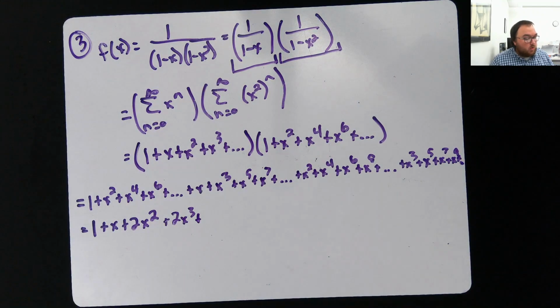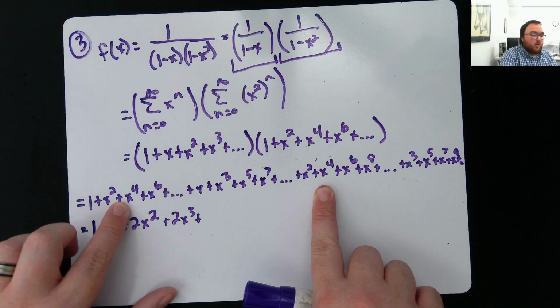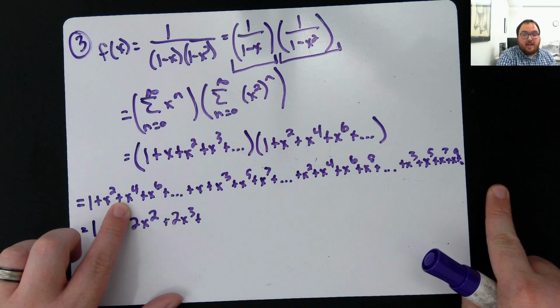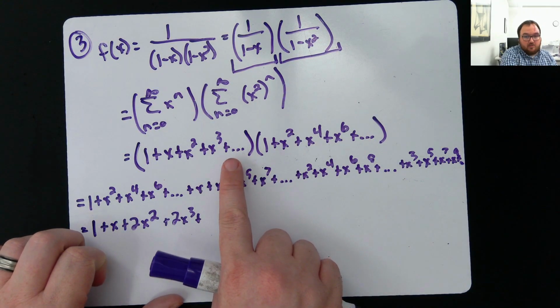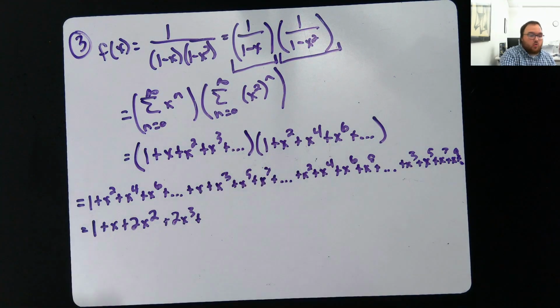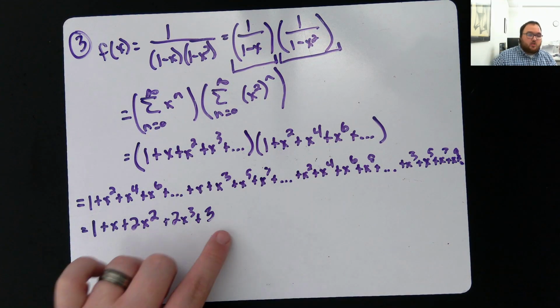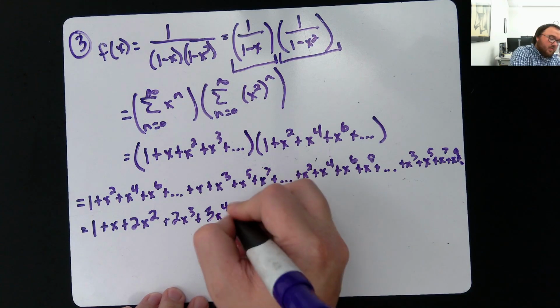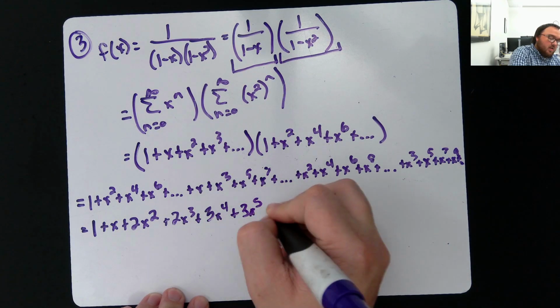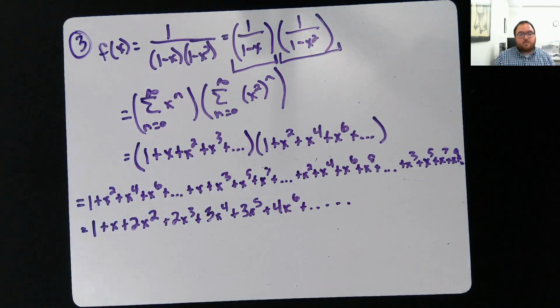X to the fourth would be next. 1x to the fourth here, another x to the fourth here. It's going to happen again because my next term is x to the fourth. Do that times 1, so that will happen 3 times. And you're probably seeing the pattern: 1, 1, 2, 2. So this will be 3, 3, 4, 4, and on and on.